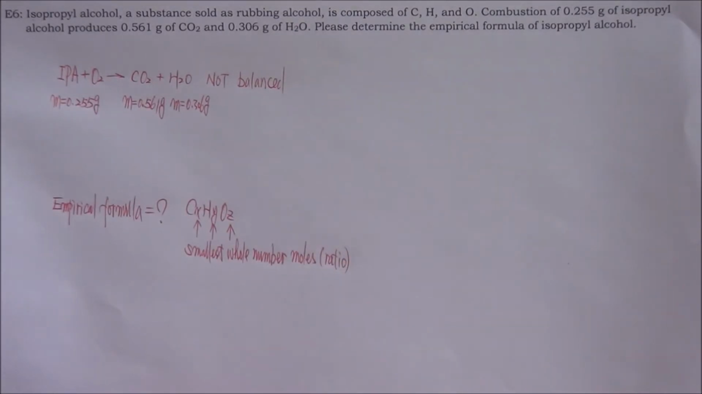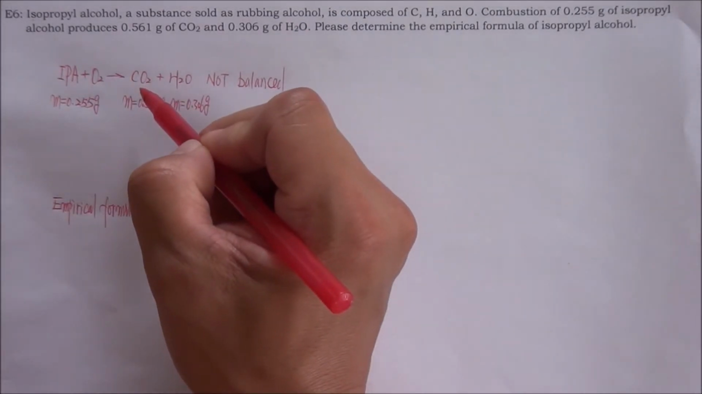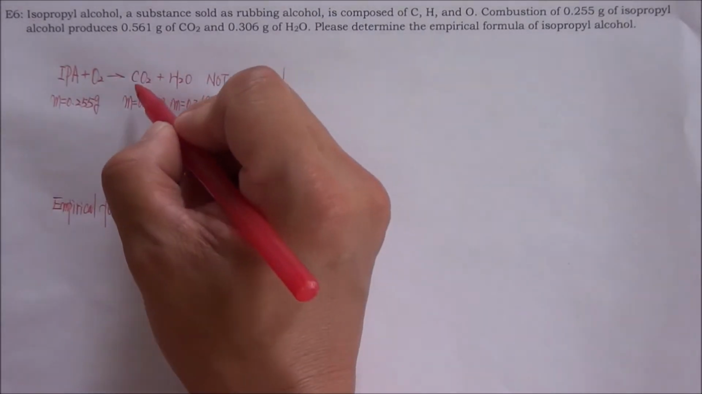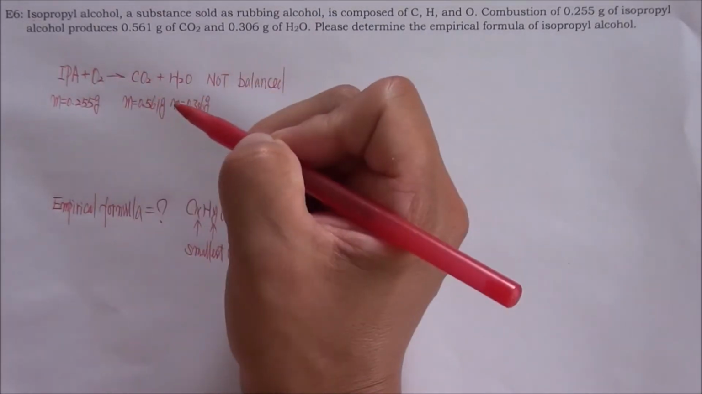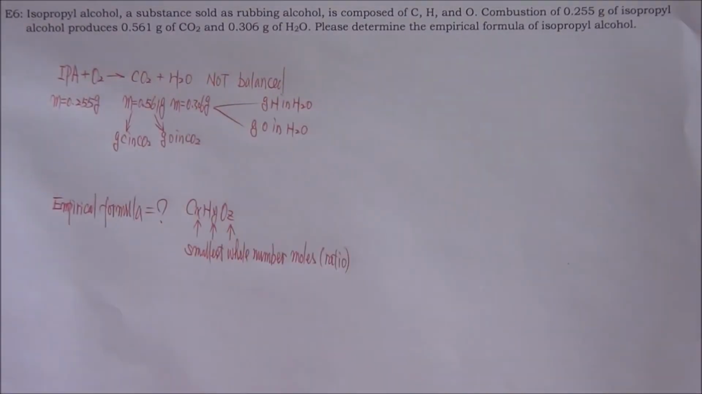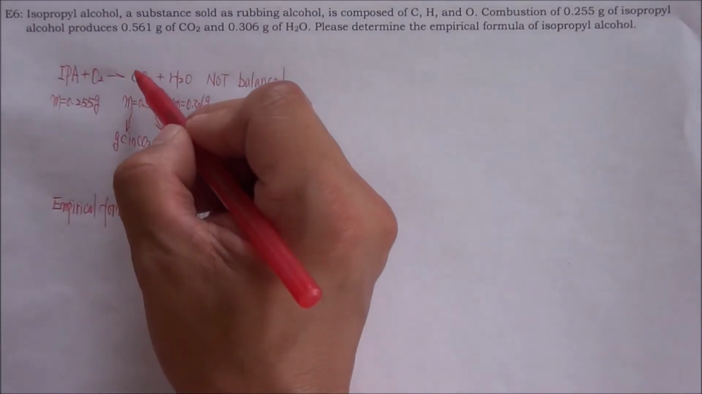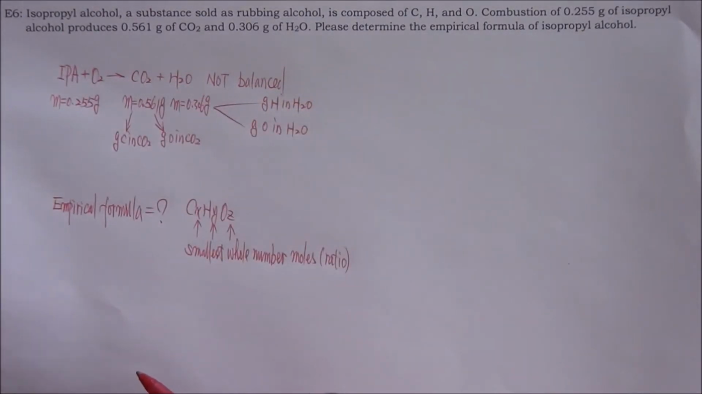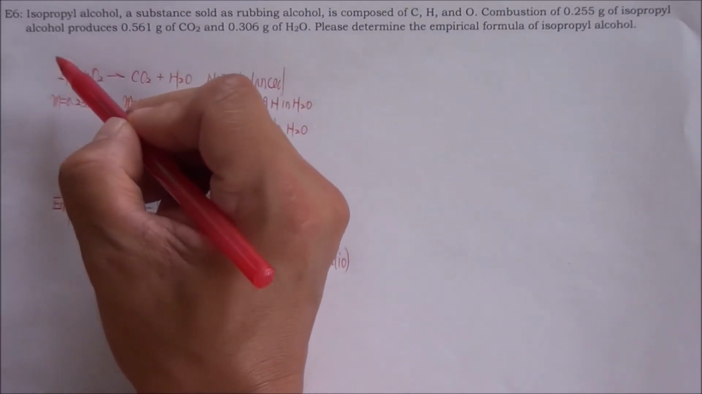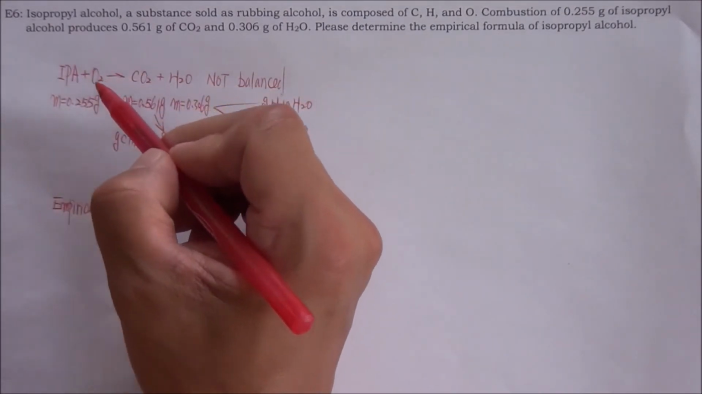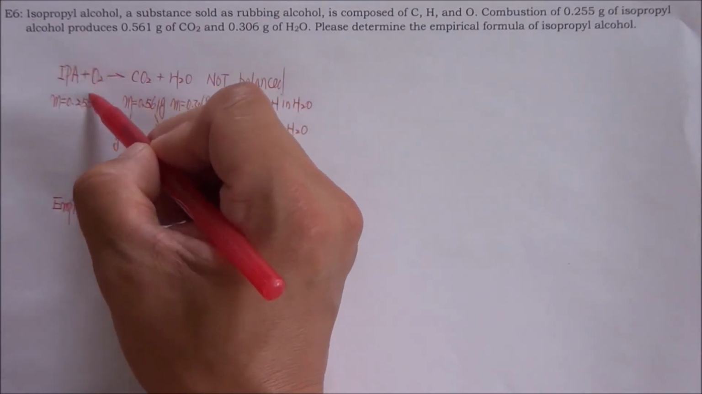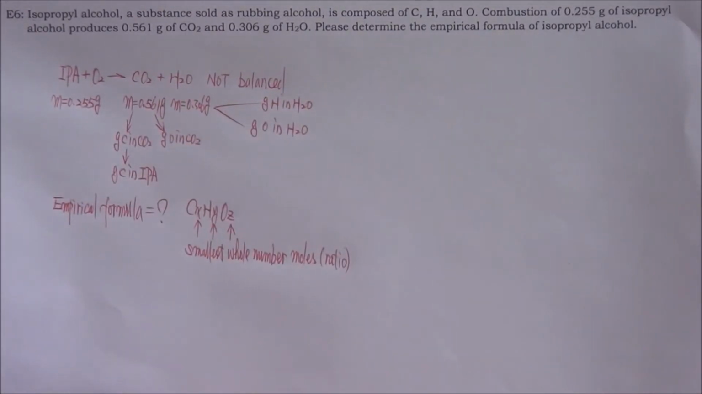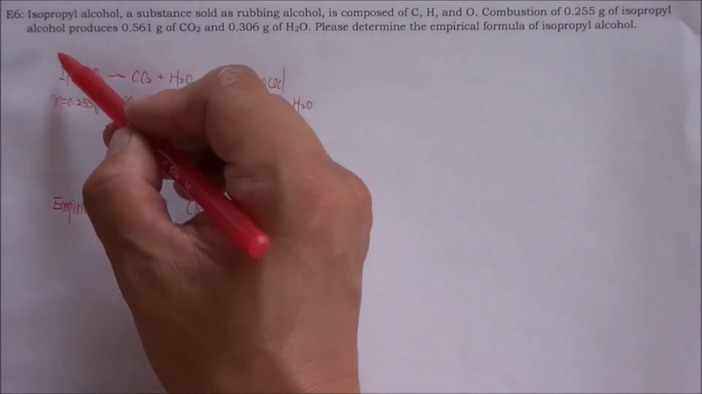Then let's see what we have. We are provided the mass of carbon dioxide. We can find the mass of carbon and the mass of oxygen. From the chemical equation, the mass of carbon in carbon dioxide must be the same as the mass of carbon in IPA, because there are only two reactants and the other reactant is oxygen. It does not contain any carbon. Similarly, we can find the mass of hydrogen in IPA.